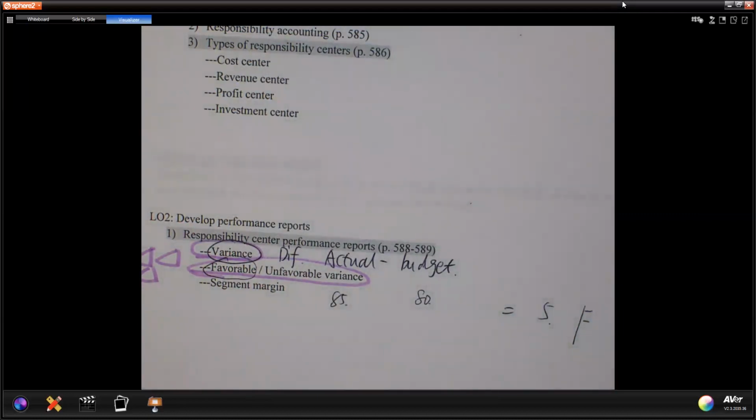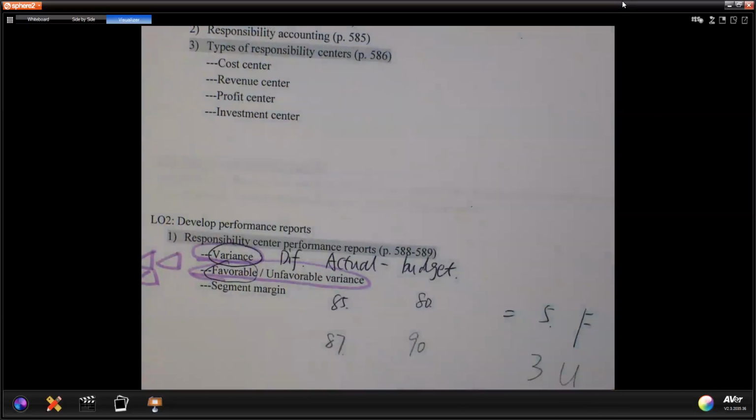On the other side, you thought you will get 90, but you only got 87. What's the variance? The variance is 3. So are you doing better than the budget? Not really this time, right? So what should we call it? Unfavorable variance.